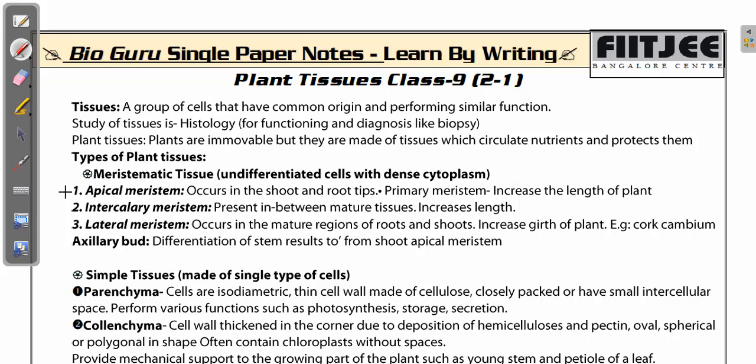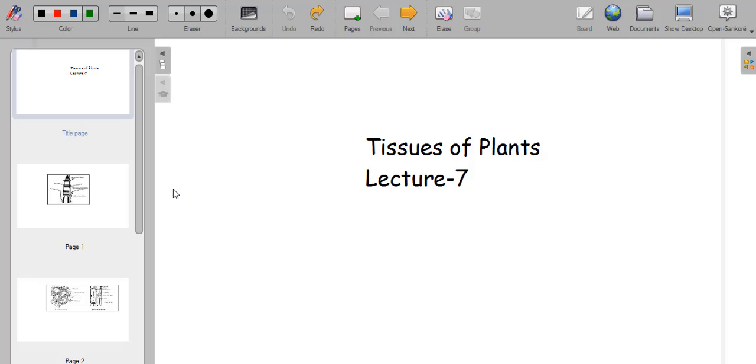One is called apical meristem, that is found at the apex region, particularly the shoot and root tips, and this is one of the primary meristems that increase the length of the plant. And intercalary meristem, so the intercalary region or internodal region of the plant is going to be increased by this particular meristem, so particularly it focuses to increase the length. And the lateral meristem is going to work towards increasing the girth of the plant. Example, the cork cambium.